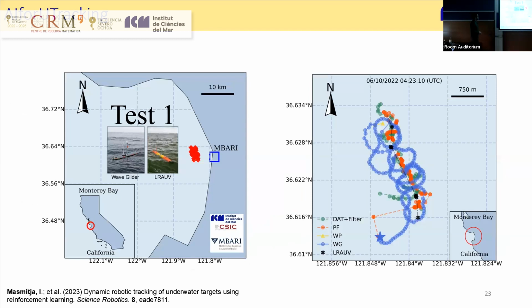And after these simulations and studies, we also conducted a field experiment in Monterey Bay, where we tried to localize an autonomous underwater vehicle with a surface vehicle. We conducted different trajectories and different tests in order to evaluate and see if this reinforcement learning path following was able to localize and track the underwater targets.